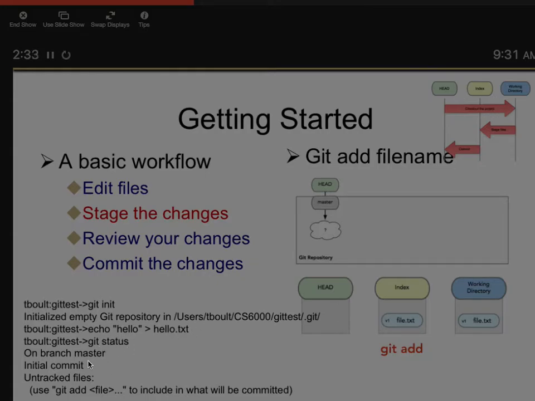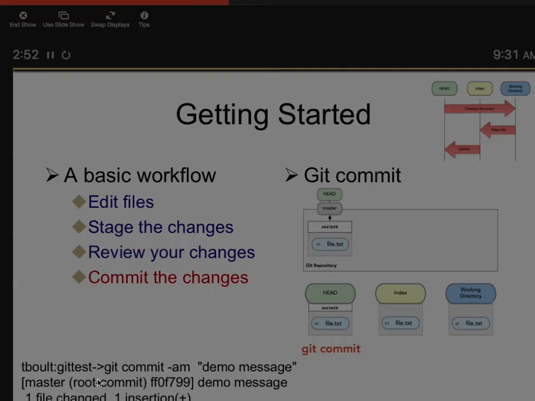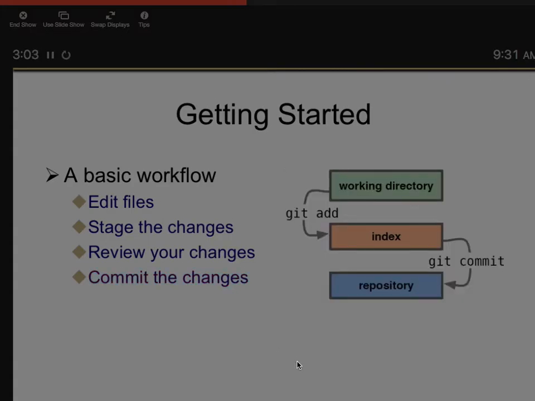Echo, git status. It's going to show me that I'm on the branch master and that I have the following untracked files. Untracked means it's not yet in the repo. I can add, so I do git add. Now when I do status, it says new file. New file means it's here but not yet pushed. I can then commit, so git commit -am demo message, and now it's changed the file and it's really at the head locally, and that gives me my basics.